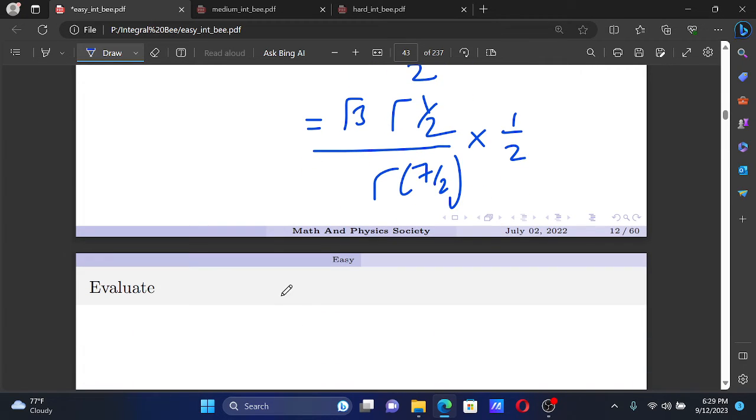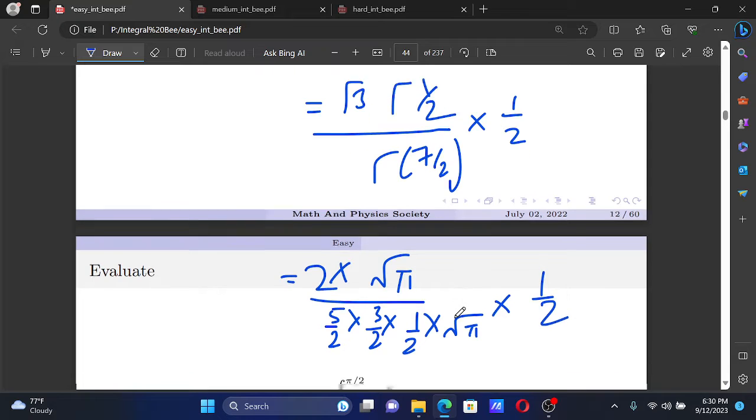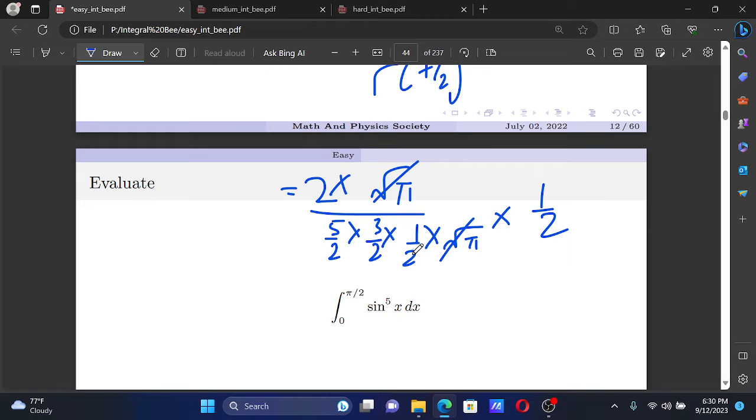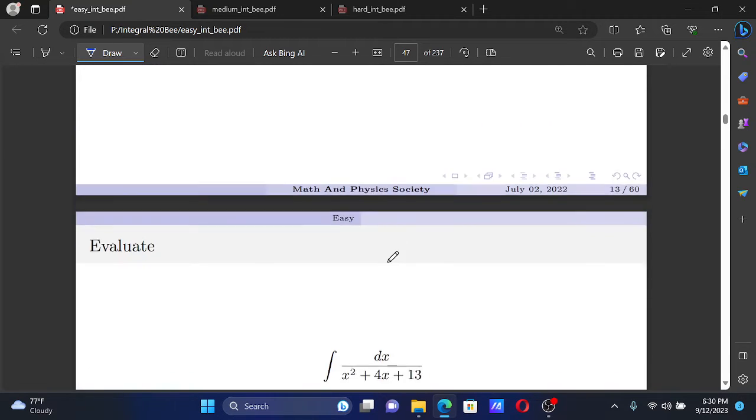Now we have gamma of 3 is 2, gamma of 1 by 2 is root pi, and then we have gamma of 7 by 2 as 5 by 2 into 3 by 2 into 1 by 2 into root pi into 1 by 2 over here. So we can cancel these two out, and we can also cancel these two out. So it's 8 by 15. Is it? There it is. Let's go to the next one.